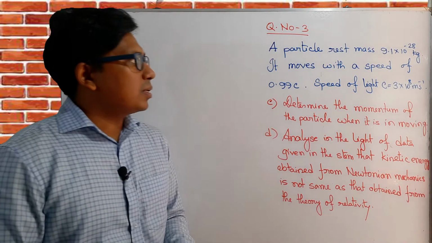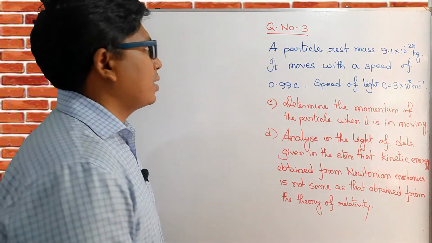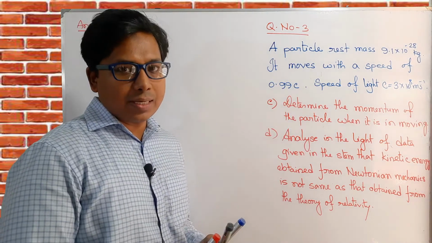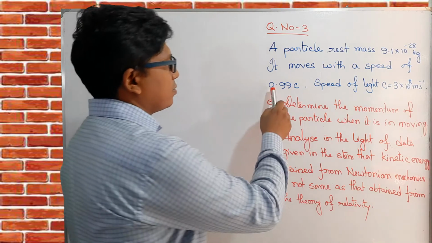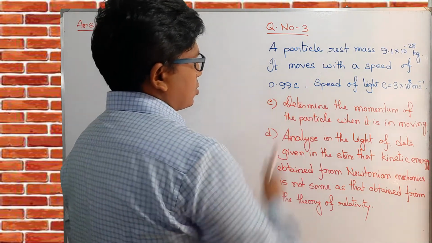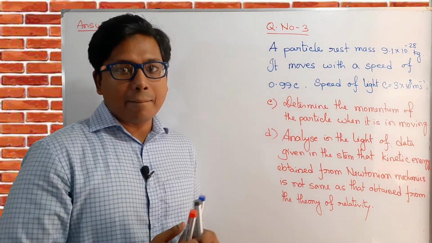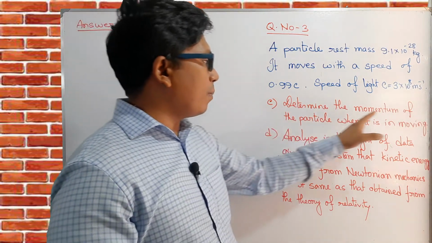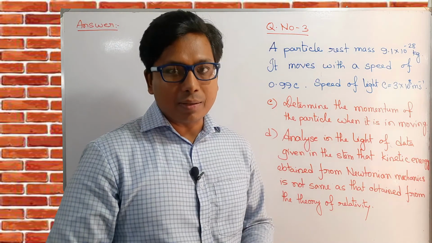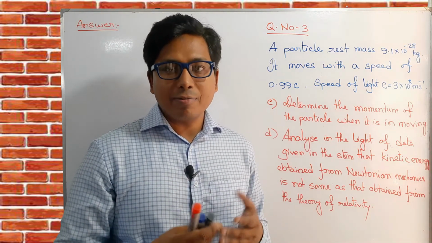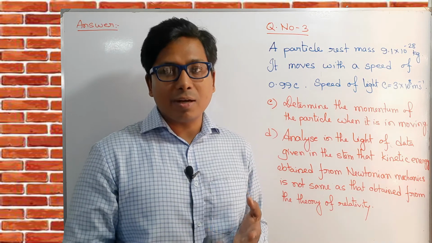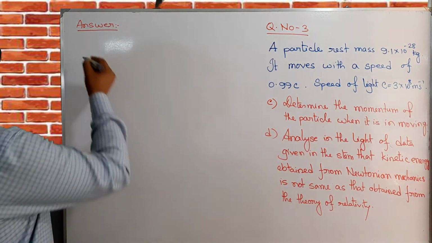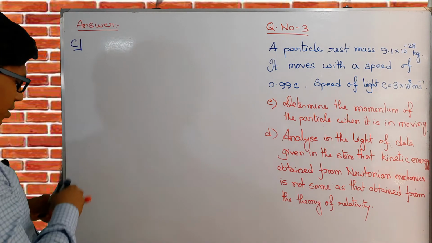Now the question number 3. Here we observe that a particle's rest mass is 9.1 into 10 to the power minus 28 kg. It moves with a speed of 0.9 c. The speed of light is also given here. It is a very short question, but the maths are very important. Determine the momentum of the particle when it is moving. How can you find the momentum? The product of mass and velocity is known as the momentum. That's how we can answer this question C.